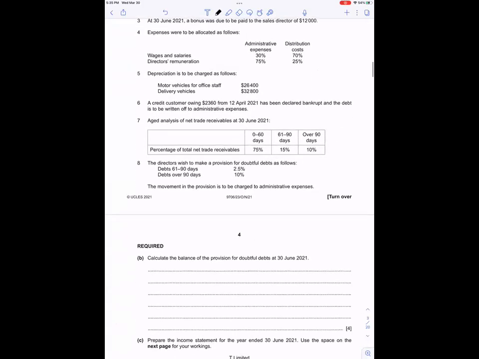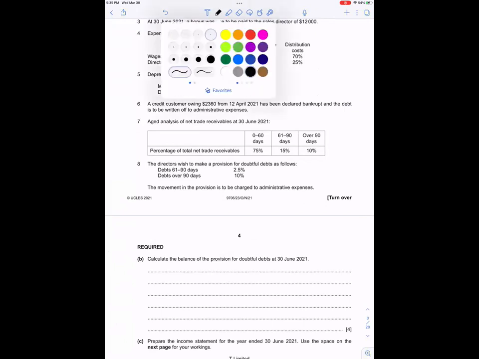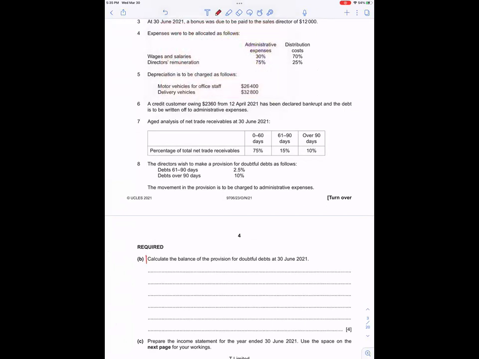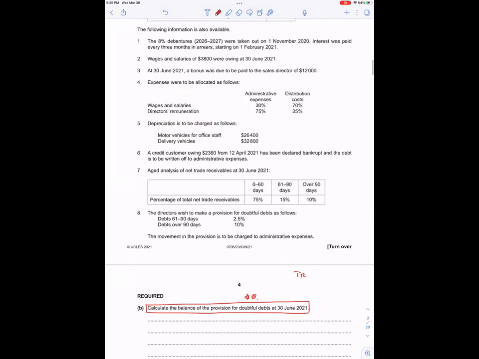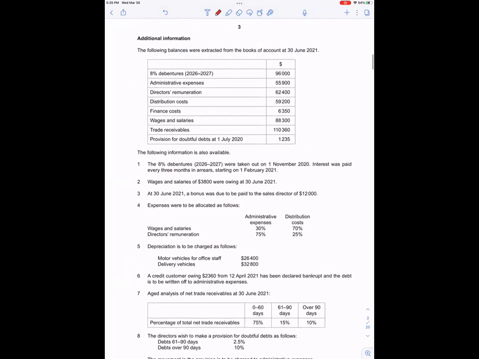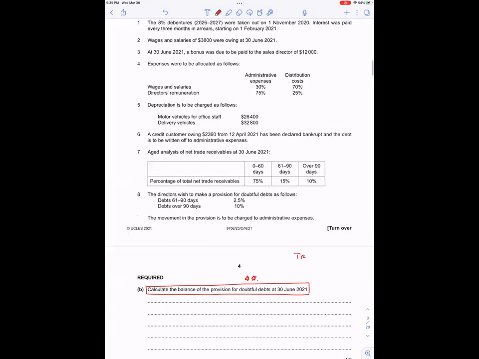Now this is the question. And look at what they want to calculate and then only proceed ahead. What they want us to calculate: provision for doubtful debts. Balance for provision for doubtful debts. Okay, for provision for doubtful debts, I need my trade receivables. I have trade receivables, right? 110,360.